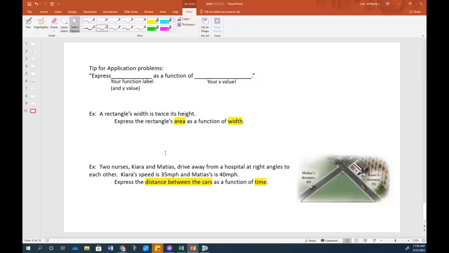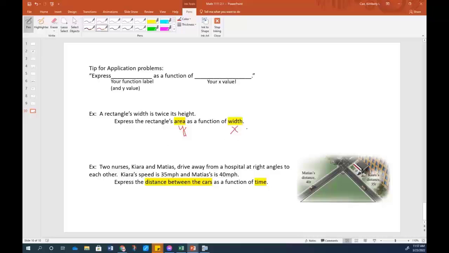But there are some application problems. So just a couple of examples to help you with application problems. If you read something that says express blank as a function of blank, okay? For example, a rectangle's width is twice its height. Express the area as a function of width. Whatever it tells you to express, such and such, to express area, the area is going to be my y value, okay? As a function of whatever that is, your x value.